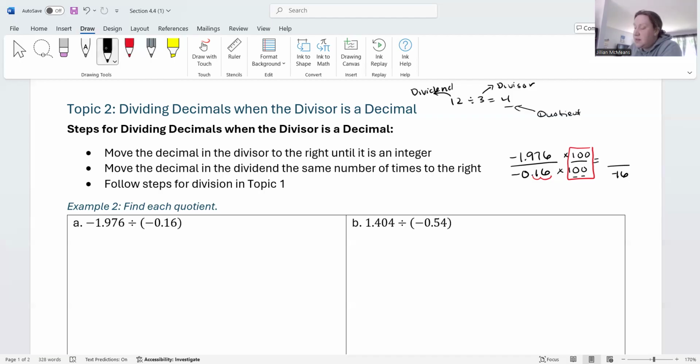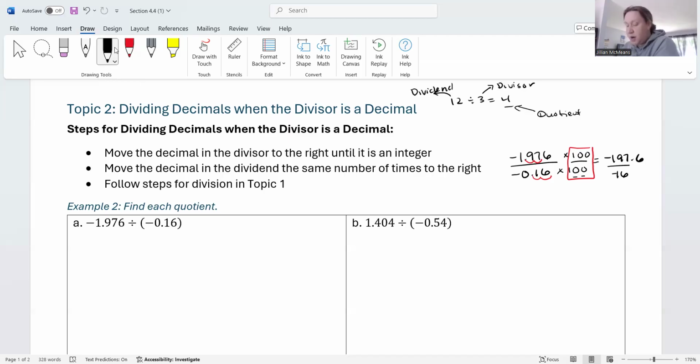So since I moved my decimal in my divisor twice, I need to move my decimal in my dividend twice. So I'm going to move it twice, which makes this negative 197.6. And now we have an equivalent problem. It certainly looks different than what we started with, but it is equivalent to negative 1.976 divided by negative 0.16. Okay, so now we can kind of understand why we're moving those decimals.